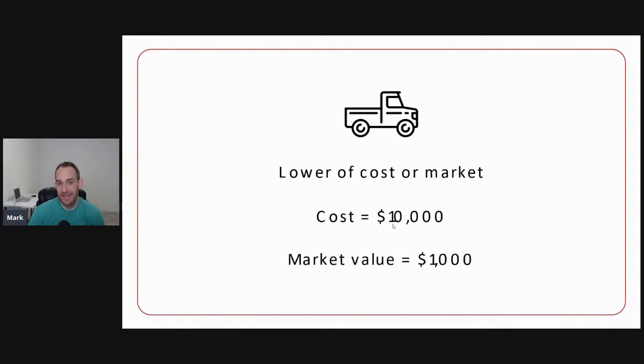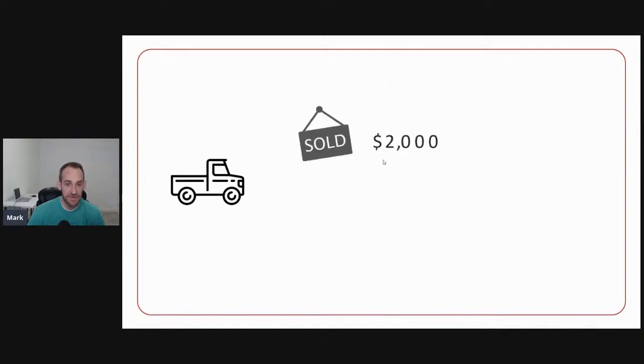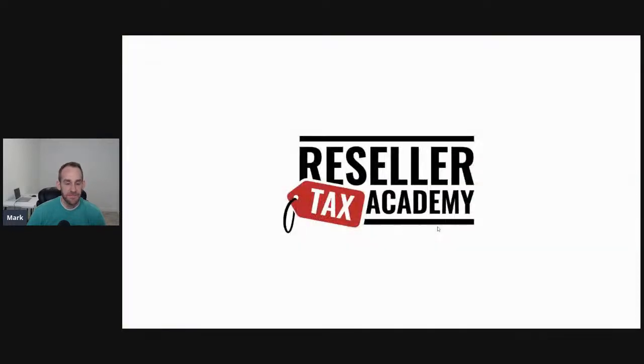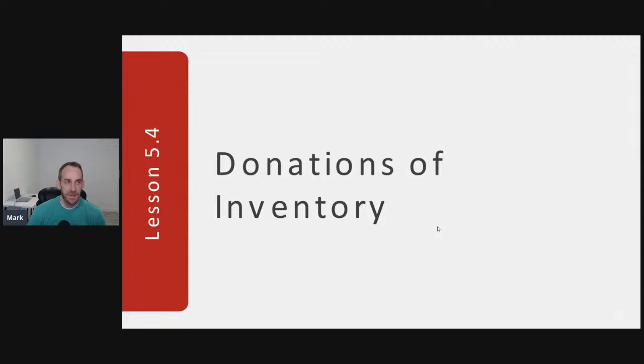The market value with cars, it is easier to find. You can look that up on Kelley Blue Book or something. So say the market value is $1,000. You sell it for $2,000. Your cost of goods sold at that point is going to be $1,000. So yeah, I'm sorry about that.